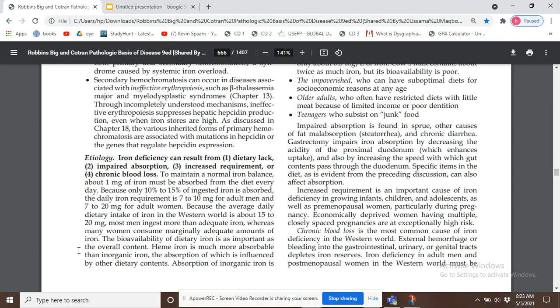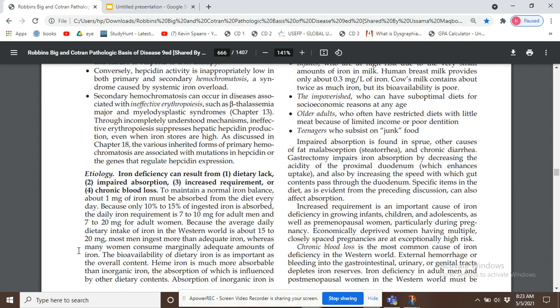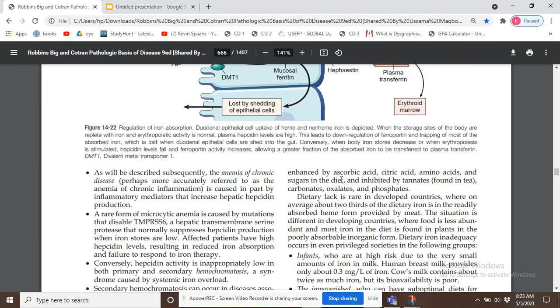The bioavailability of dietary iron is as important as the overall content. Heme iron is much more absorbable than inorganic iron, the absorption of which is influenced by other dietary contents. We have talked about this many times. Absorption of inorganic iron is enhanced by ascorbic acid, citric acid, amino acids, and sugars in the diet, and inhibited by tannates such as found in tea, carbonates, oxalates, and phosphates.